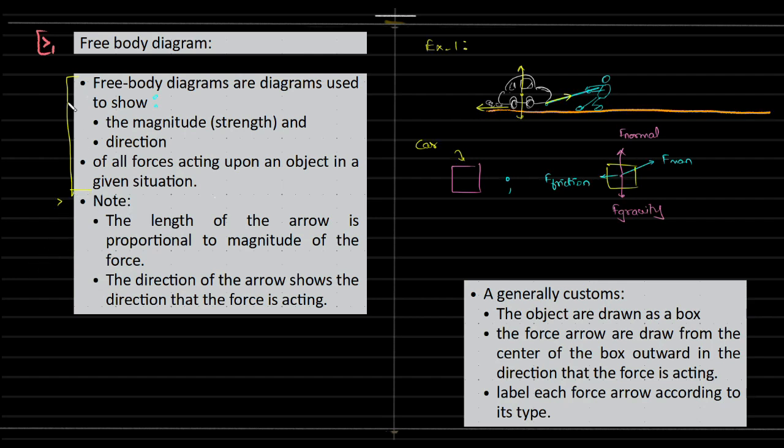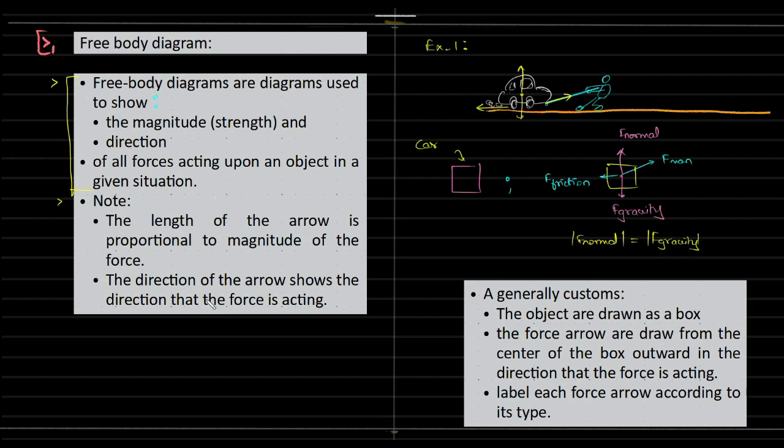A small note: the length of the arrow is proportional to the magnitude of the force. So you can see here the normal and the gravitational force are of equal length. It means the forces are equal. Here the normal force is equal to the gravitational force. So the length indicates that their magnitude is the same.